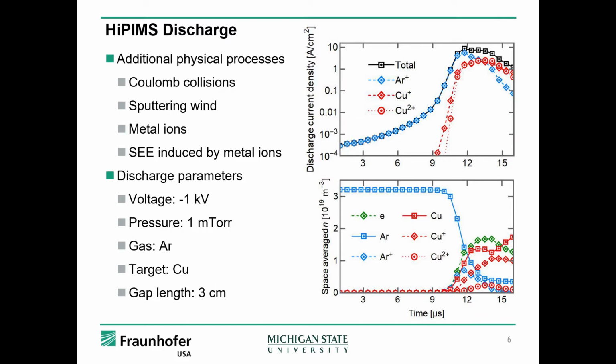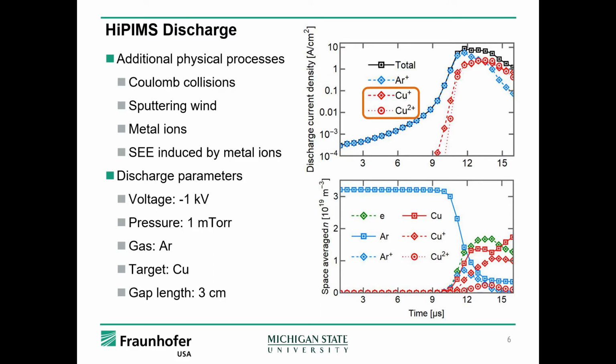We can see that the total discharge current increases exponentially with time, and the slope of the increase rises significantly after roughly 9 microseconds. At the same time, the current carried by the copper ions increases rapidly and replaces the argon ions as the primary fraction of the discharge current at about 12 to 13 microseconds. The singly and doubly charged copper ions carry about the same magnitude of current.